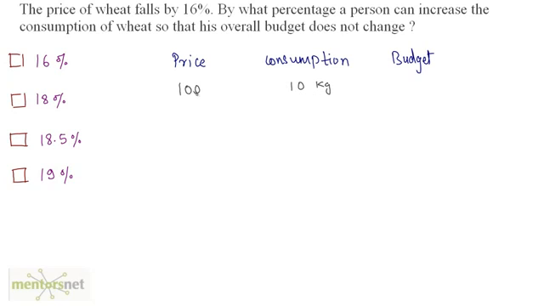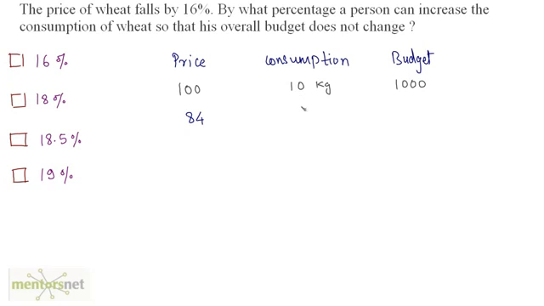Now the price is per kg and the consumption is 10 kg, so the budget will be price times consumption, which is 1000 rupees, let's say. Next, the price of wheat falls by 16%. So we have 100 minus 16 as 84. So the price of wheat becomes 84.